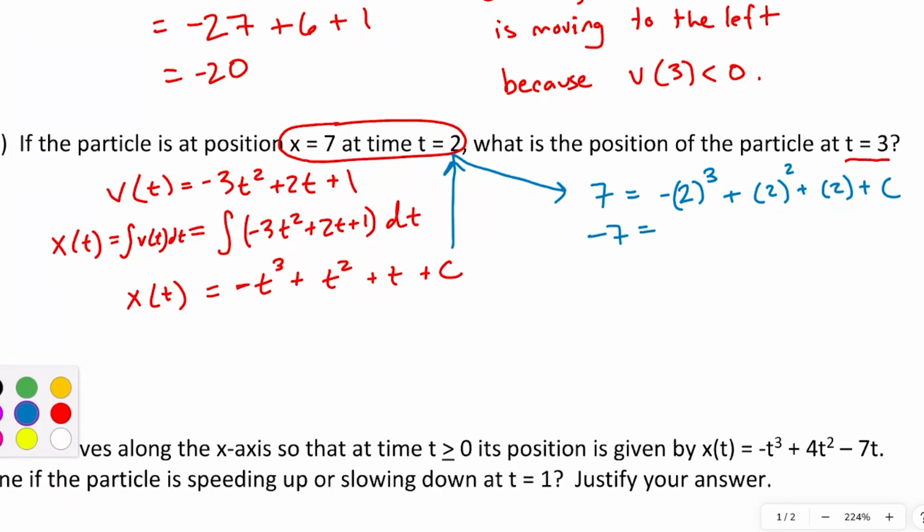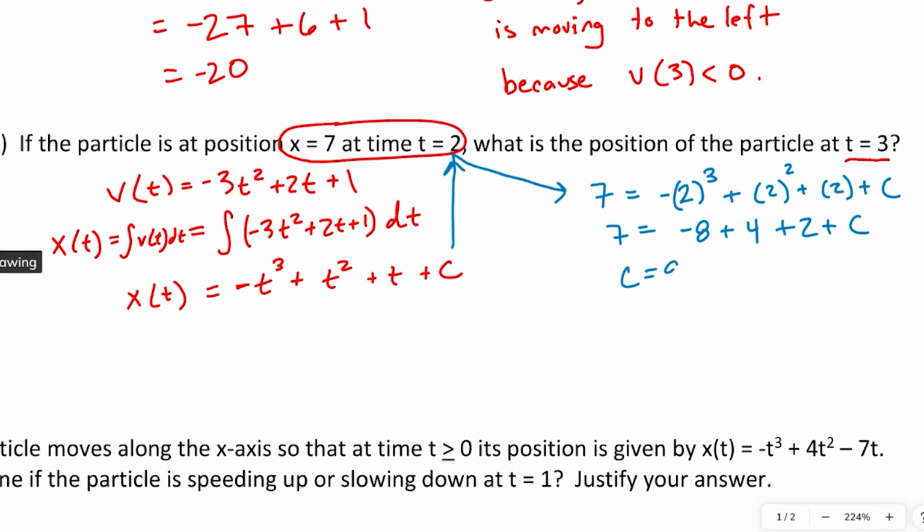So let's see, 2 cubed is 8. So we have negative 8 plus 2 squared is 4 plus 2 plus c. All right, just trying to isolate c here. So let's see, negative 8 plus 4, that'd be negative 4 plus 2 is negative 2. So, oh wait, how did that 7 become negative? I'm not sure how that happened. So we have 7 plus 2 would be 9. So c is 9.